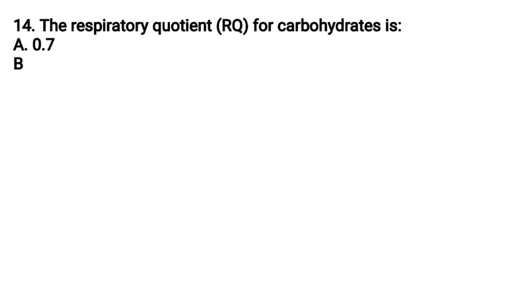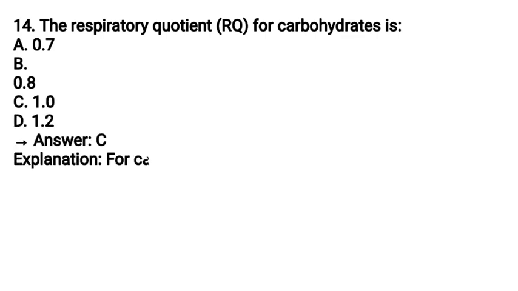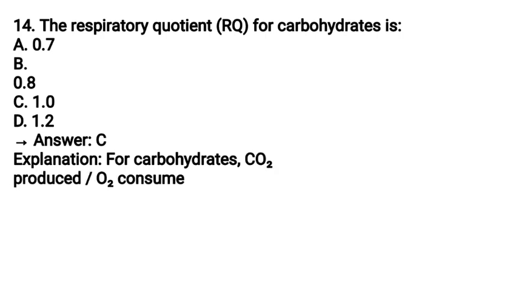14. The respiratory quotient, RQ, for carbohydrates is: A. 0.7, B. 0.8, C. 1.0, D. 1.2. Answer C. Explanation: For carbohydrates, CO2 produced over O2 consumed equals 1.0.